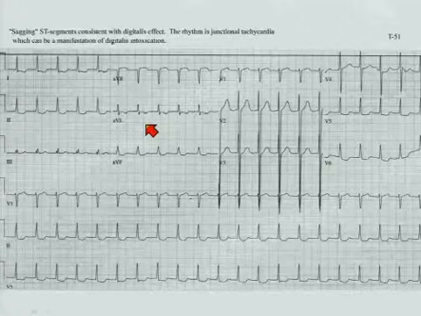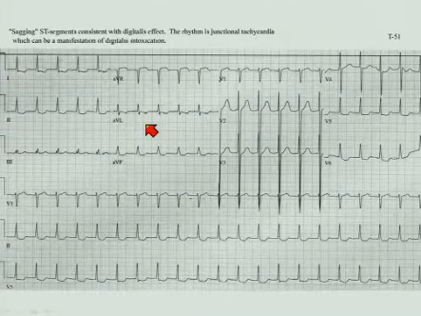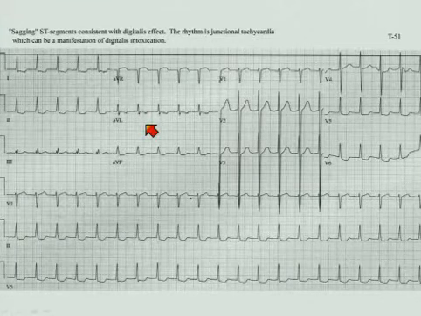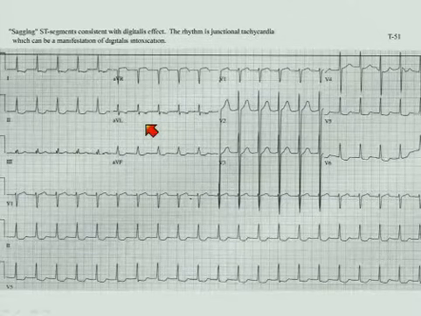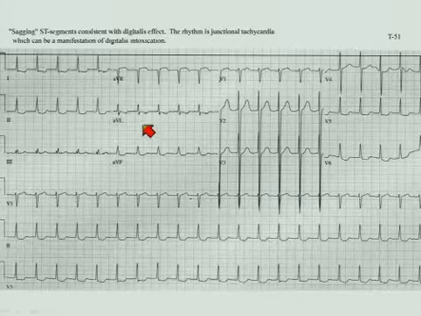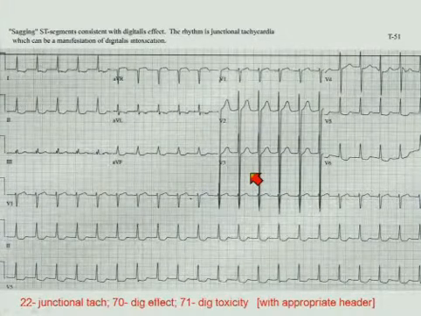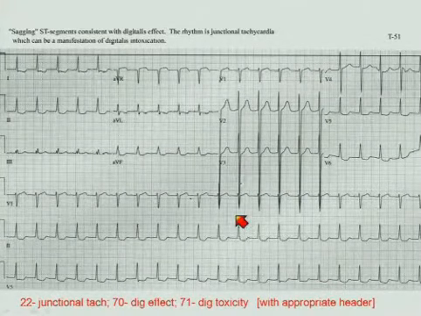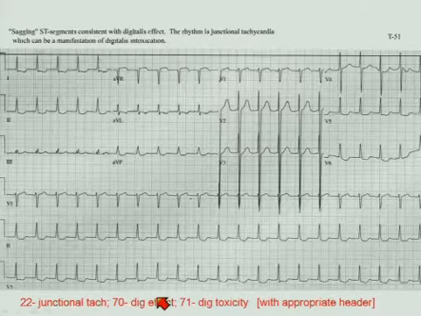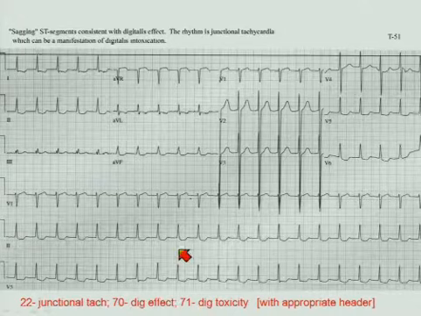If you had accelerated junctional rhythm, or if you had PAT but PAT with block, those things would raise the suspicion of digitalis intoxication. And one of the rhythms that can generally indicate a pretty high level of digitalis intoxication is junctional tachycardia, which is what you have here. So this would be junctional tachycardia, number 22, digitalis toxicity. If you make the diagnosis of toxicity, you don't have to make the diagnosis of effect. But my point was both of those are evident on this particular tracing.